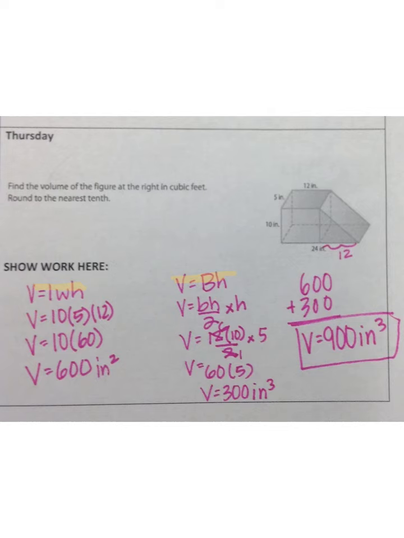600 inches cubed. Then for the triangular prism, we have the base is 12, the height is 10, and then divide it by 2 and multiply by 5. So I got that it would be 60 times 5, because 6 times 10 is 60, and we get 300 inches cubed. Last part, you want to add these together, and you're going to get 900 inches cubed.